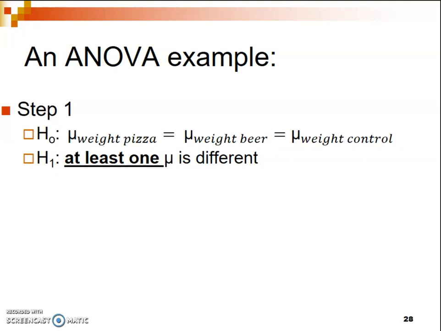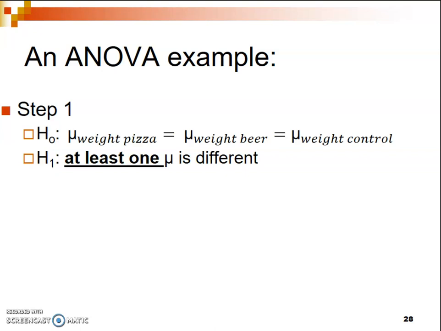So for our null hypothesis, remember that the null is always stating that there's no difference. So our way of representing that here in our null hypothesis, H subscript 0, is that the average amount of weight gain under the pizza condition is equal to the average amount of weight gain under the beer condition, which is also equal to the average amount of weight gain in the control condition. Another way to put that is that none of these groups are different. They're all the same. They're all equal. There was the same amount of weight gain across these 3 different conditions. So that's our null hypothesis, saying that the average is the same across all these groups.